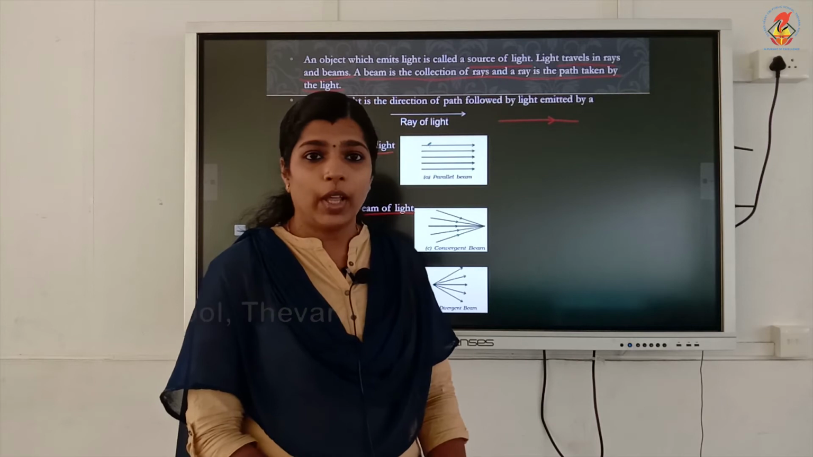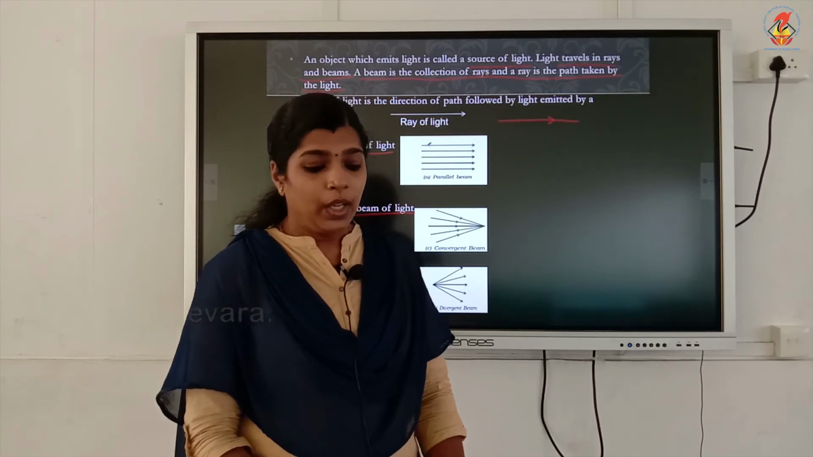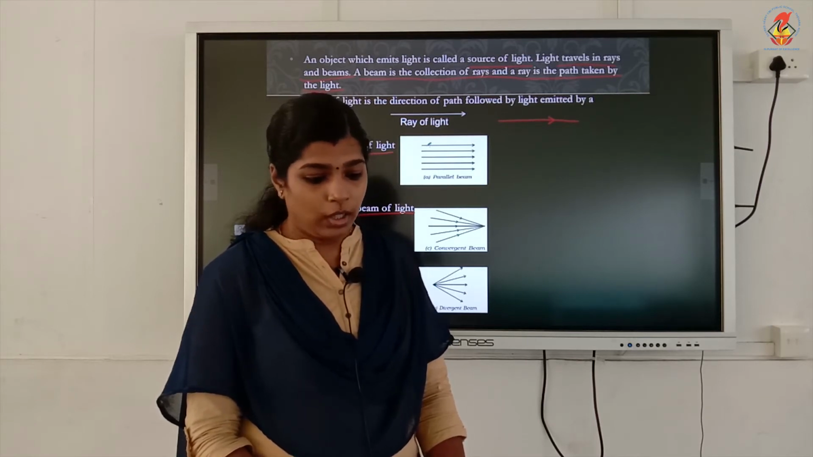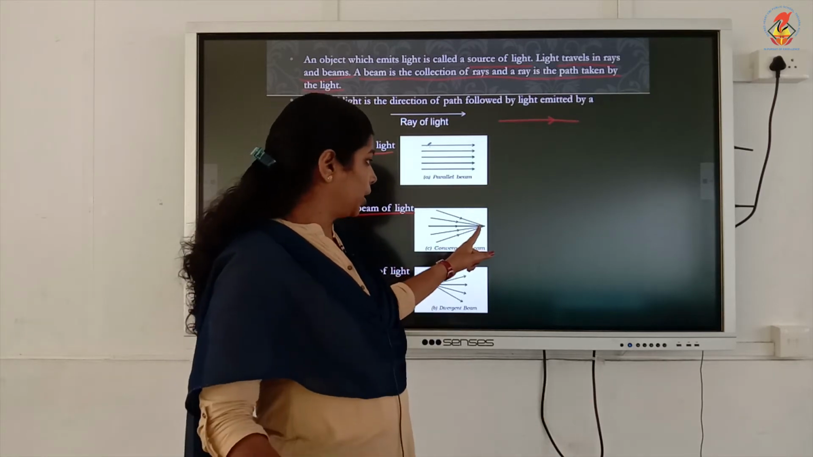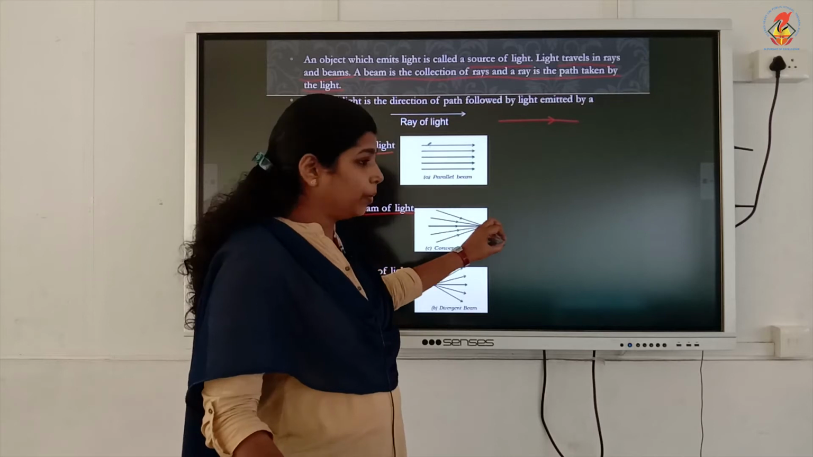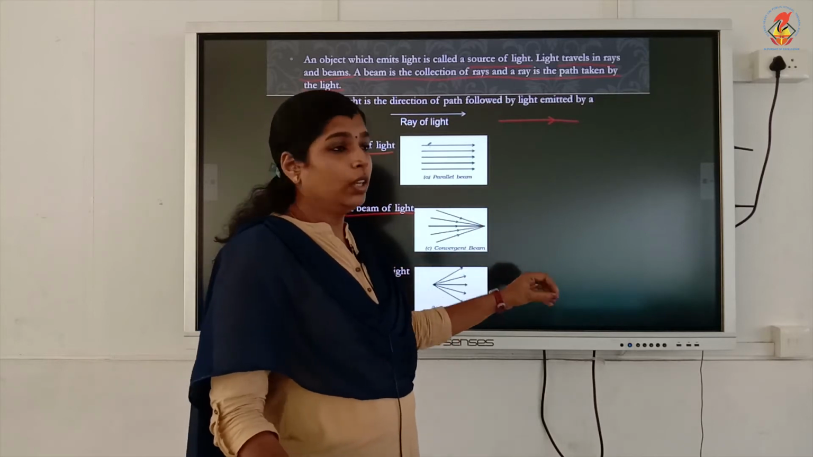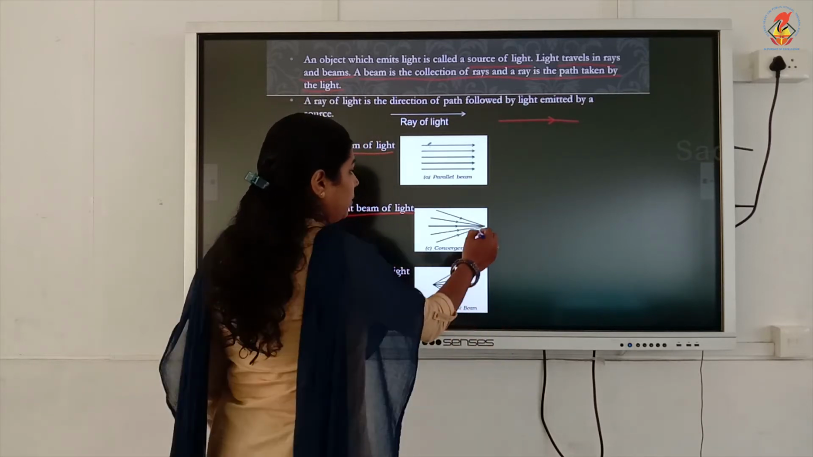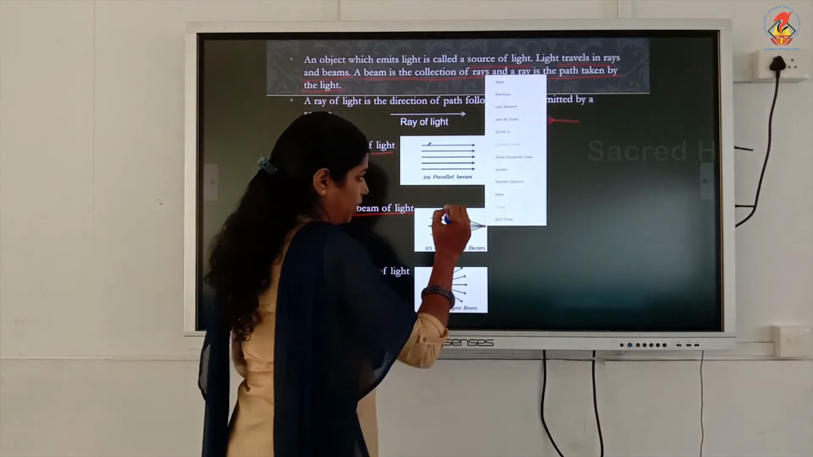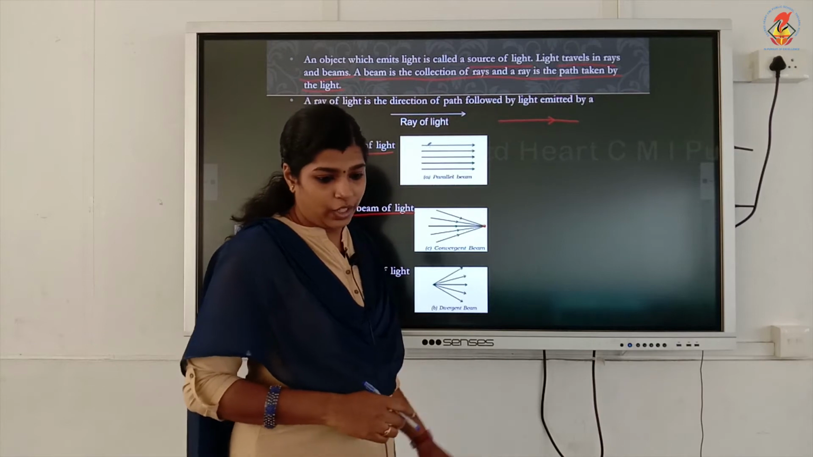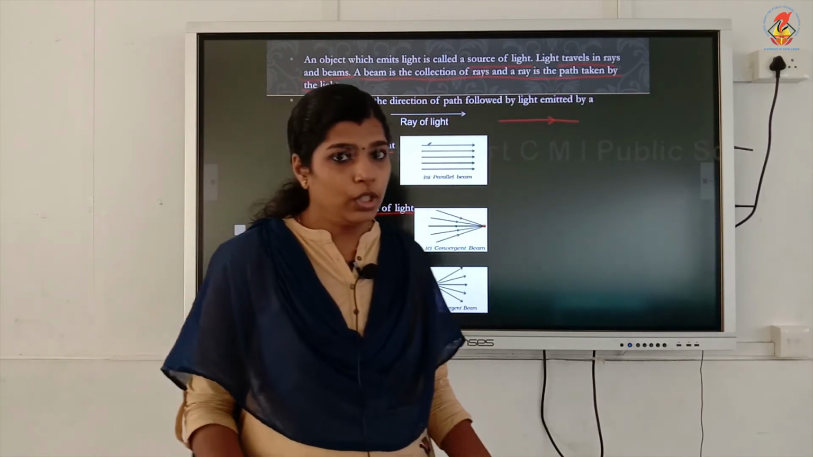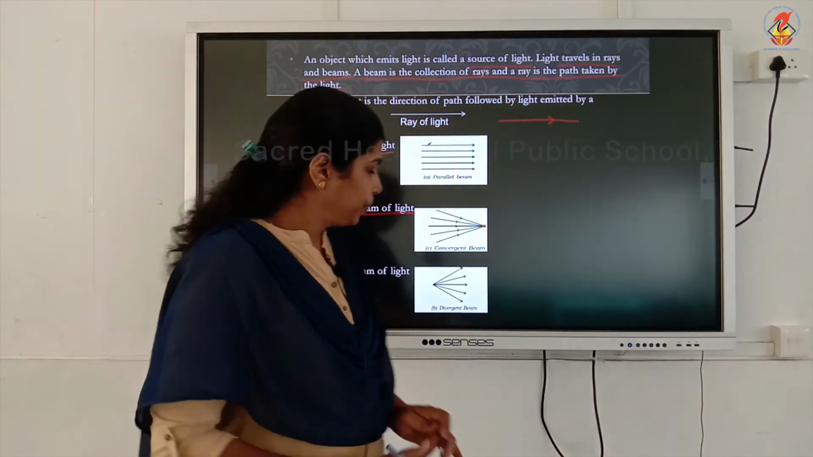A beam of light consisting of rays coming closer to each other and finally meeting at a point. All the light rays will be coming closer to each other and finally they will meet at this point. That is known as a convergent beam of light ray.